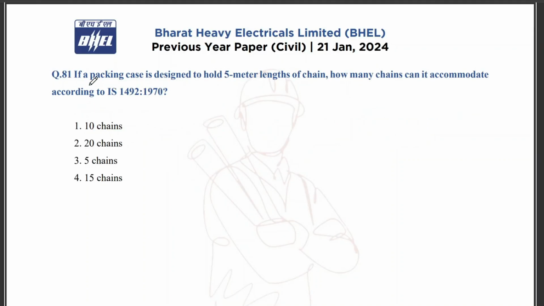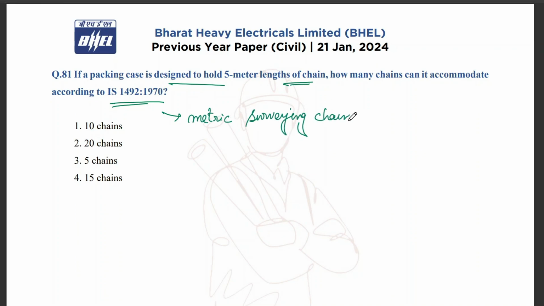Question number 81. If a packing case is designed to hold 5 meter length of chain, how many chains can be accommodated according to IS 1492-1970? So first of all, IS 1492-1970 is the IS code for the requirements for metric surveying chain and standard chain. And it says that a standard packing case for 5 meter chain is designed to hold 20 chains. This ensures ease of handling, transportation and storage while maintaining uniform packing standard.